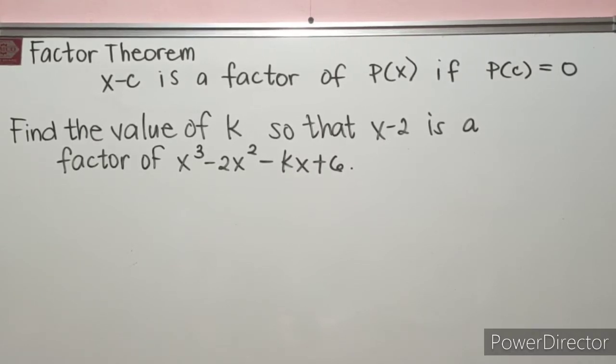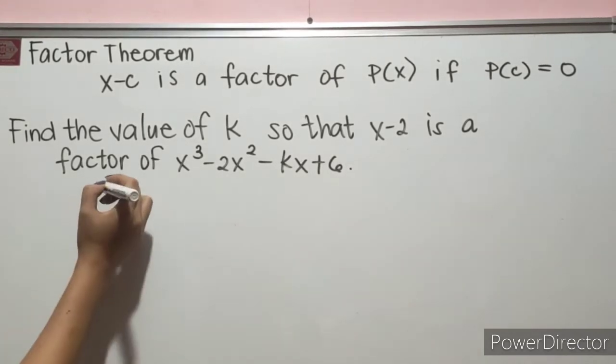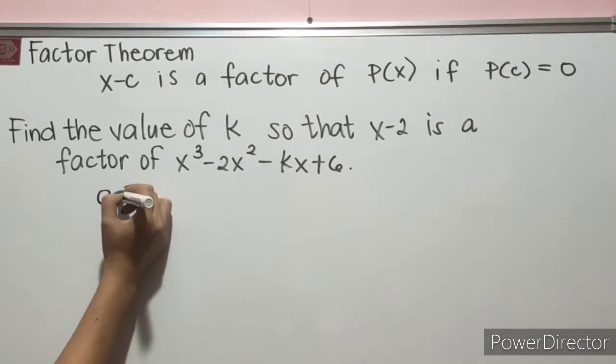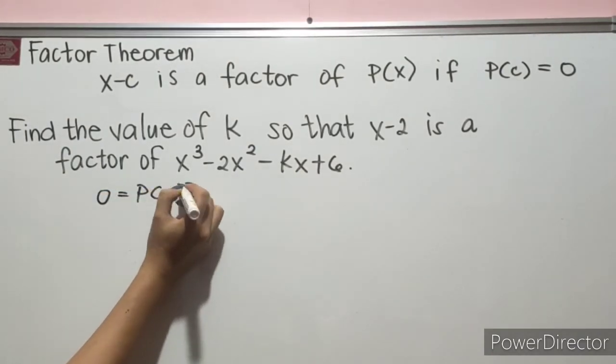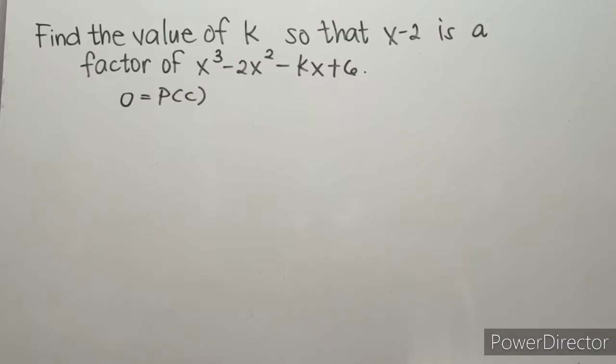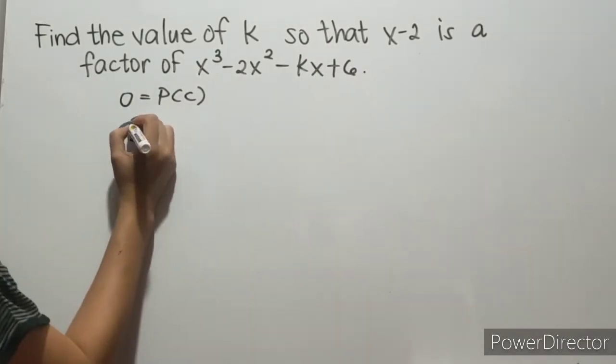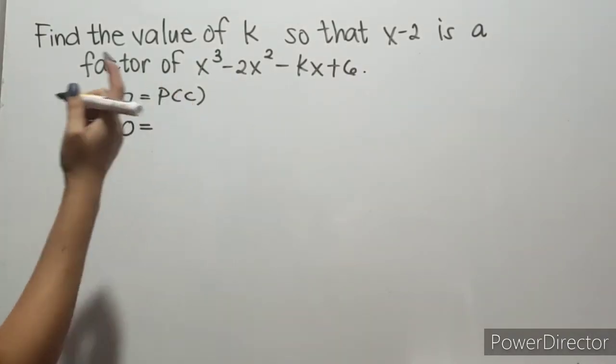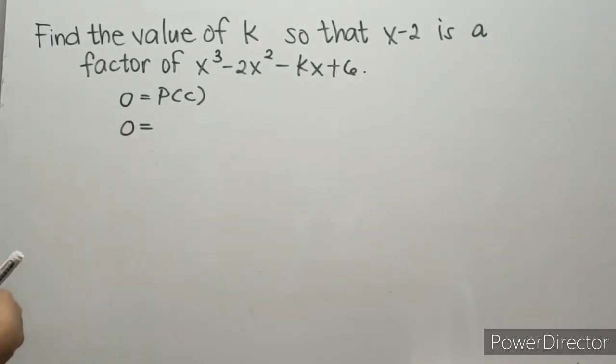So, this time, ang gagawin natin ay 0 is equal to our p of c. Para malaman natin or mahanap natin what will be the value of our k. So, let's now find for the value of our k. So let's write 0 is equal, or pwede namang p of c muna.